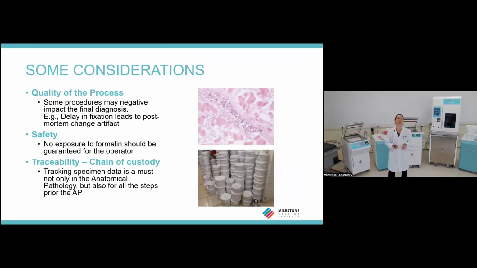Another important consideration is regarding the safety. Now, the nurse is totally in contact with the formalin, because the plastic containers are manually filled with formalin. So now the safety of the operators is not guaranteed. Last but not the least is the traceability. Now it is a must to do the traceability not only in the pathology lab, but in all the steps of the life of the specimen. So we have to document everything from the moment when the tissue is extracted from the human body. This is, of course, for the patient safety.